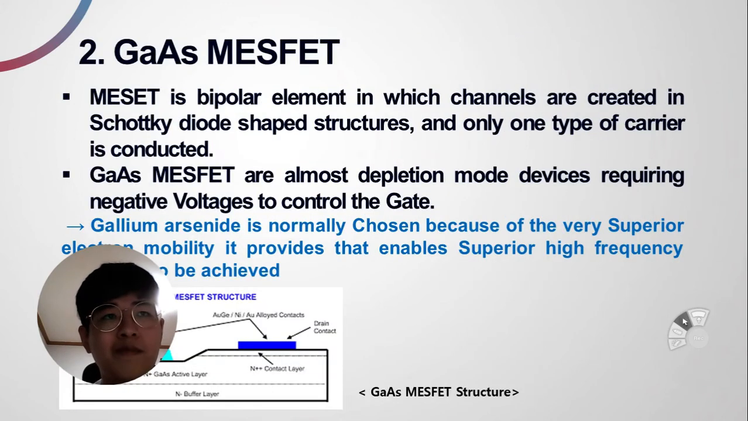Gallium arsenide MOSFET is a unipolar element in which channels are created in Schottky diode shaped structures. They are almost depletion mode devices requiring negative voltages to control the gate, because gallium arsenide has very superior electron mobility.